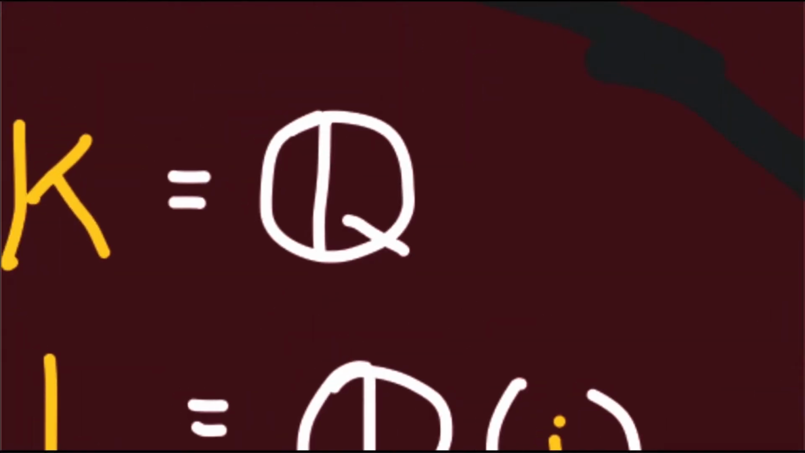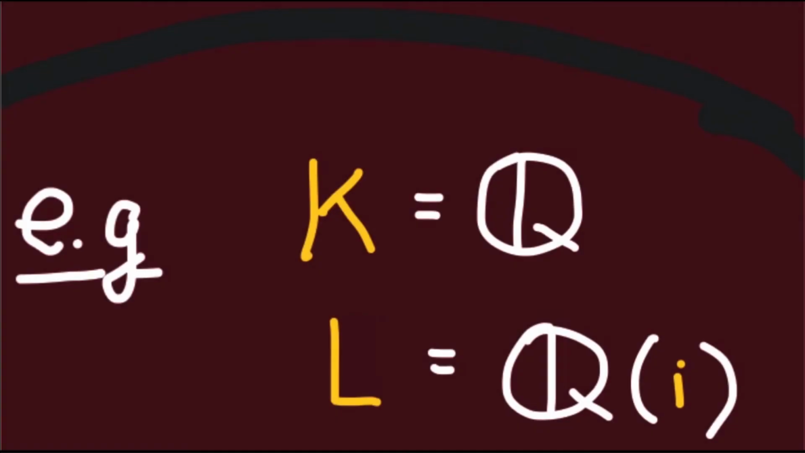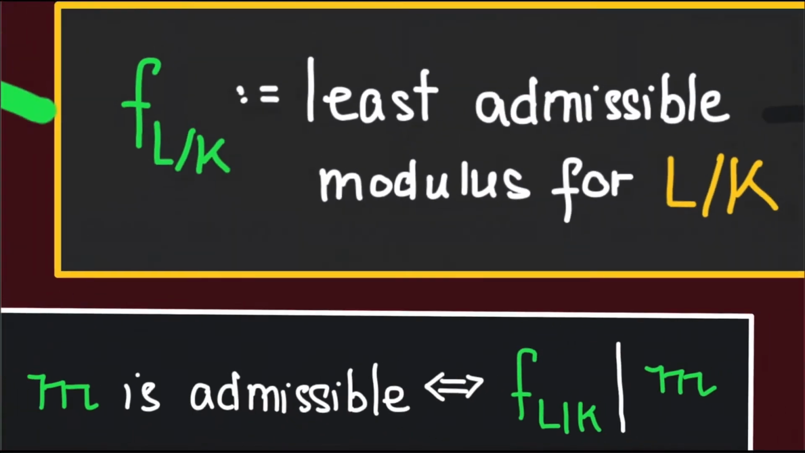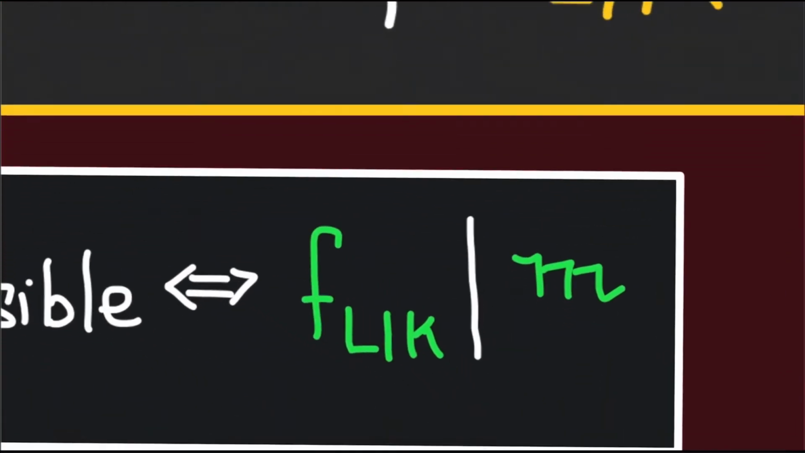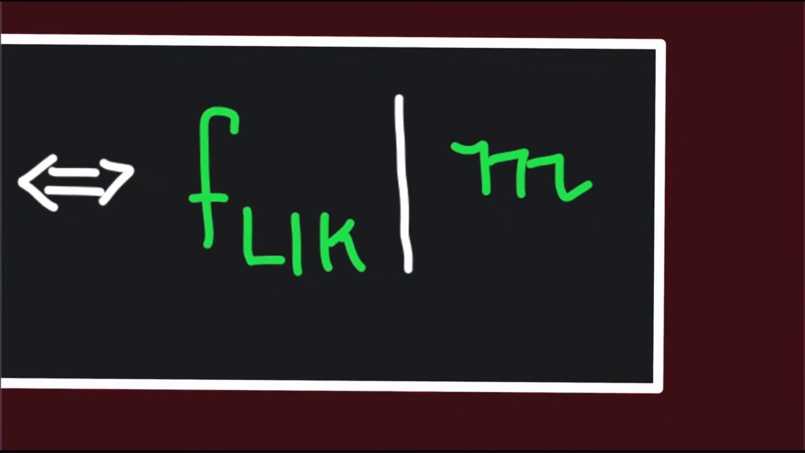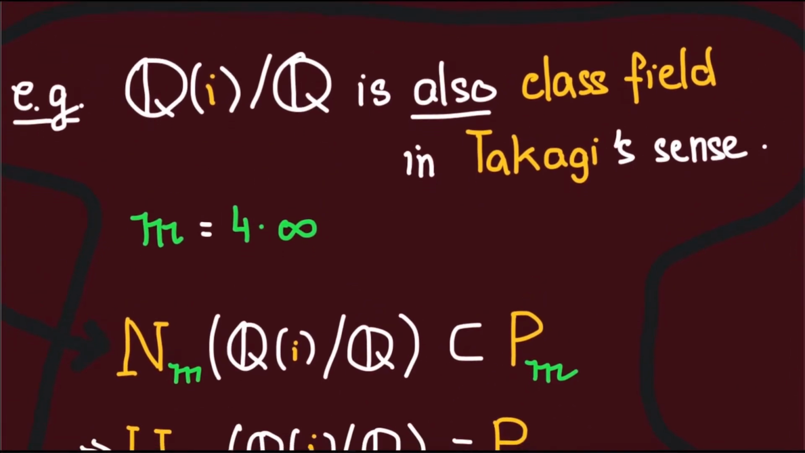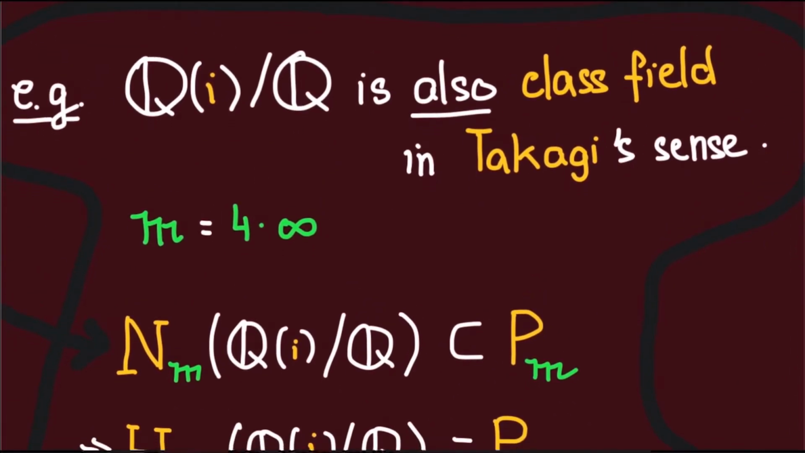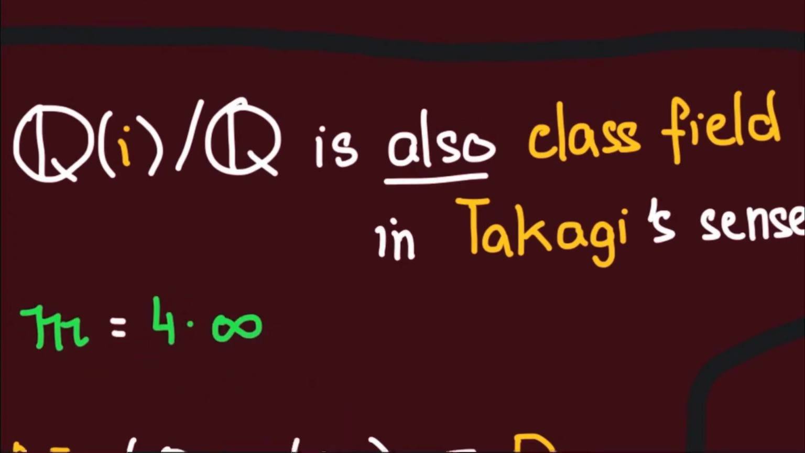Alright, so how do we go about finding the conductor of L over K? Well, the only thing we have so far is the definition, so maybe let's use the definition. The conductor should divide all admissible moduli, so let's find an admissible modulus. Recall that previously we have shown that Q(i) is a class field over Q with respect to the modulus 4 times the infinite prime.